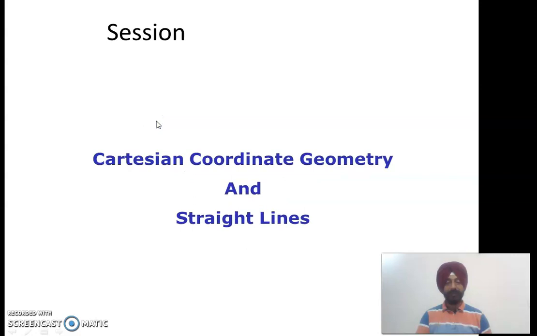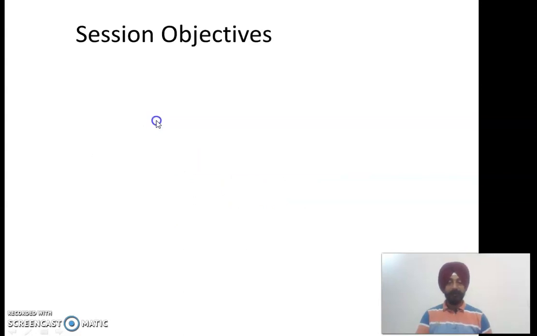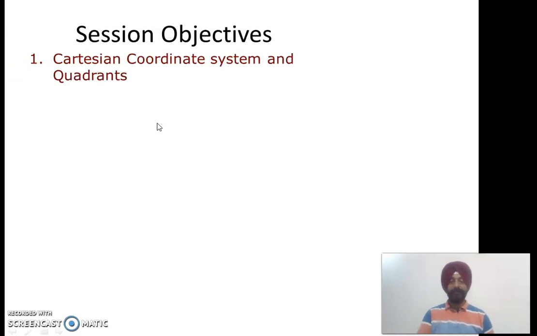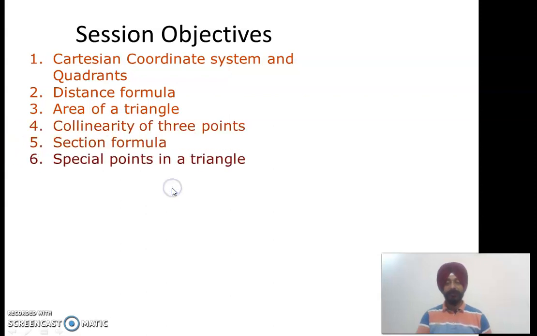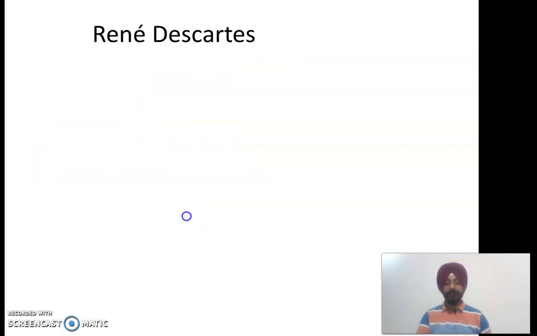So, this session's objectives are Cartesian coordinate geometry and straight lines. The session objectives are the Cartesian coordinate system and quadrants, distance formula, area of triangle, collinearity of 3 points, section formula, special points in triangle, and the last one is locus and equation to the locus.